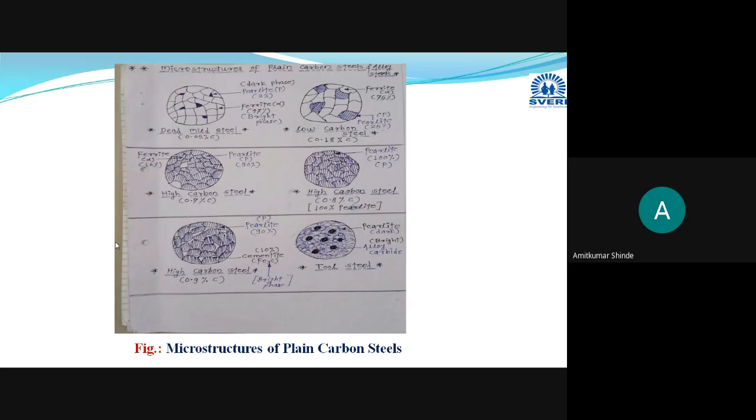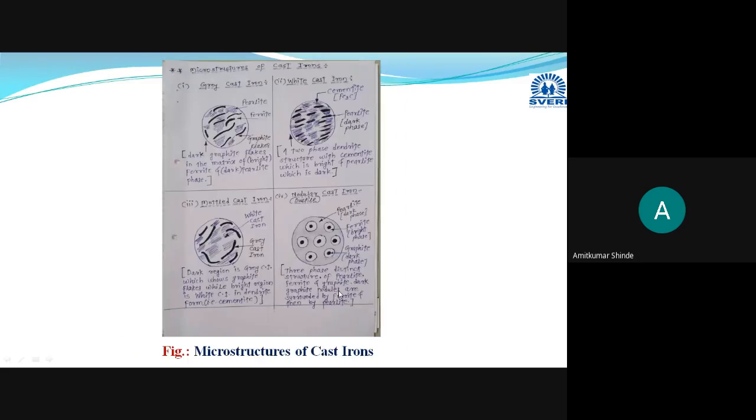Either they will ask you from these six, these are plain carbon steel diagrams. These are only plain carbon steels, I have just added one tool steel here. And for cast iron there are 6 to 7 types, but out of those seven, they will ask you the microstructure related to these four types only. Now we will discuss these microstructures.